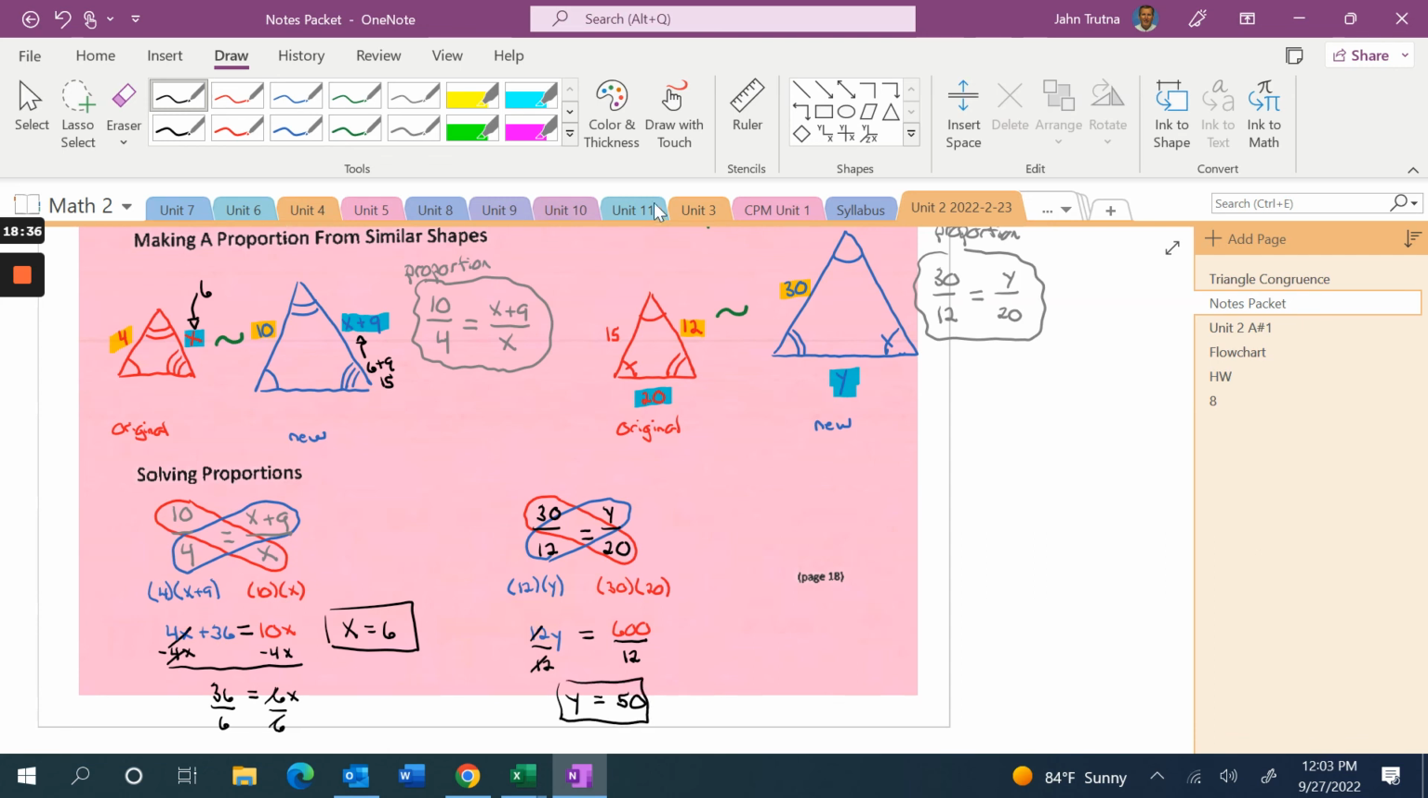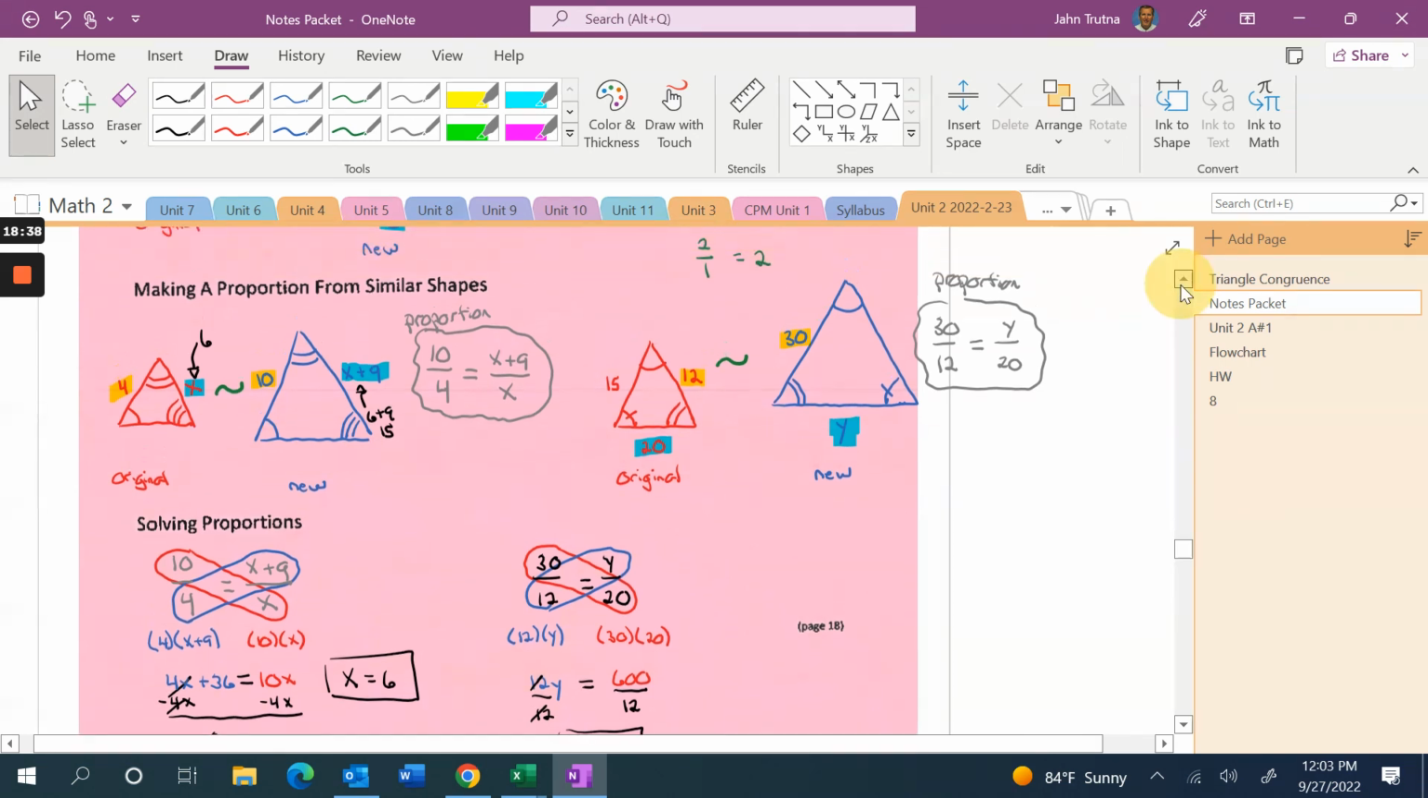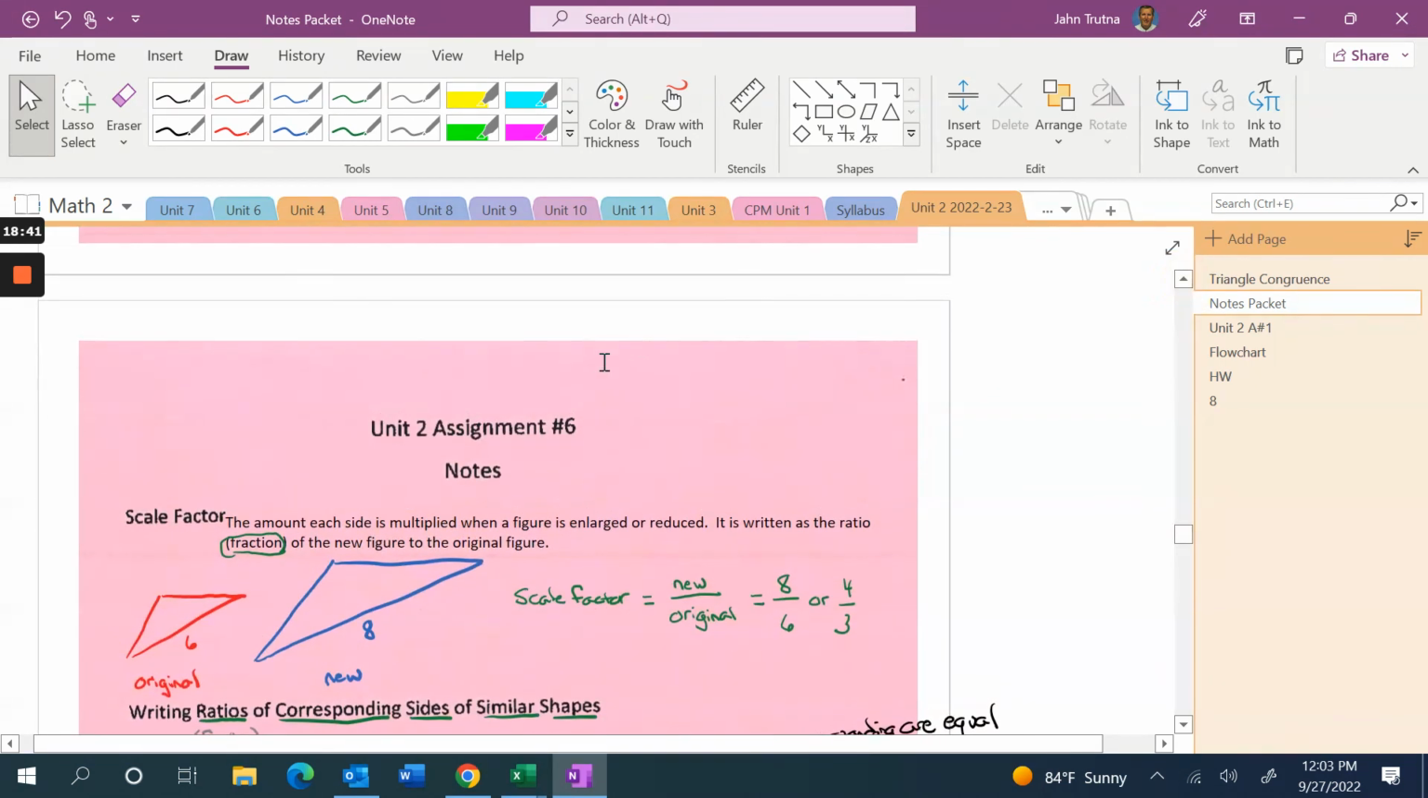Okay, so there we go. That is your Unit 2. Assignment number 6 is notes.